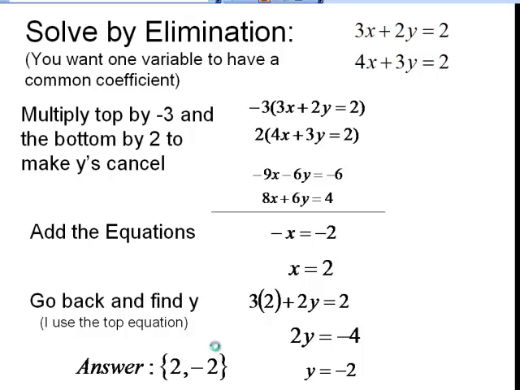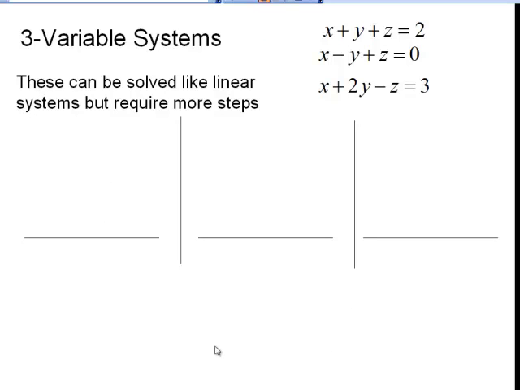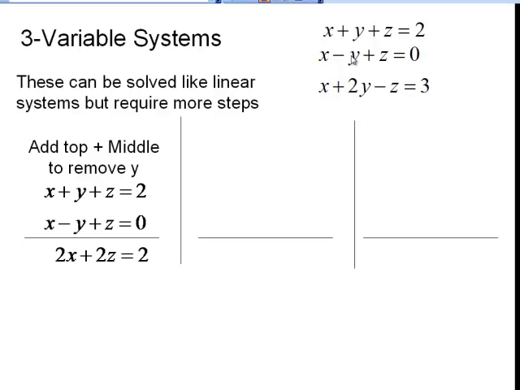That's elimination. Now you can have 3 variable systems. You just have to pick 2 equations at a time. Now I'm going to take the top one and the middle one. So I'm going to take these two and combine them. And when I combine them, the x's become 2x, 2z's equals 2.